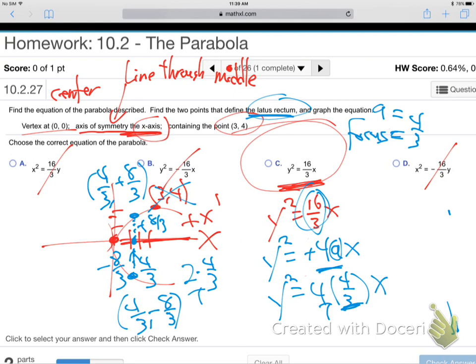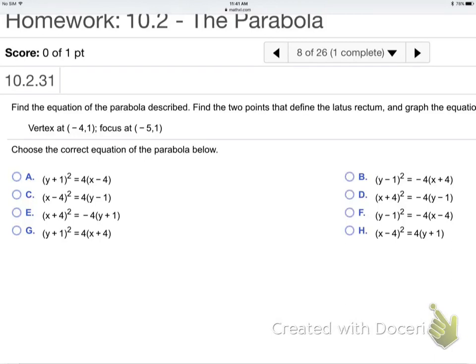Good? All right. Okay, find the equation of the parabola described, find the 2 points that define the latus rectum and graph it. So they're giving me a vertex and a focus. Oh, yeah, now they're moving things. See the vertex, the center, is not 0, 0 anymore. So now they're moving things around on us.